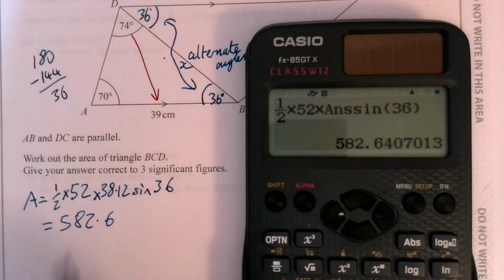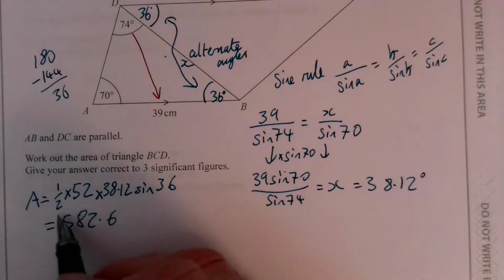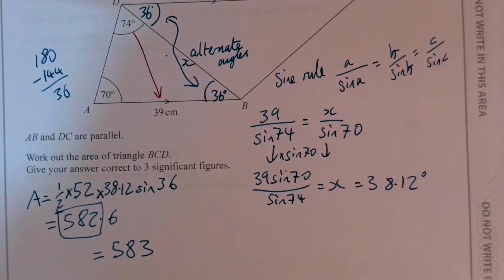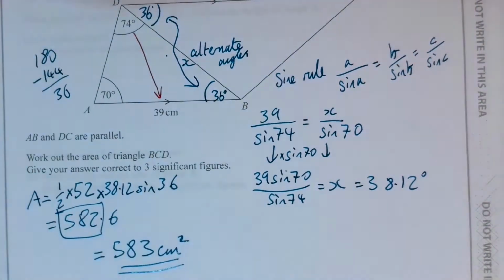That gives me 582.6. It says 3 significant figures, so I've written it down to 4 significant figures so that I can pop a box around there just to make sure I get this right, and the 6 means it rounds up to 583 centimeters squared.